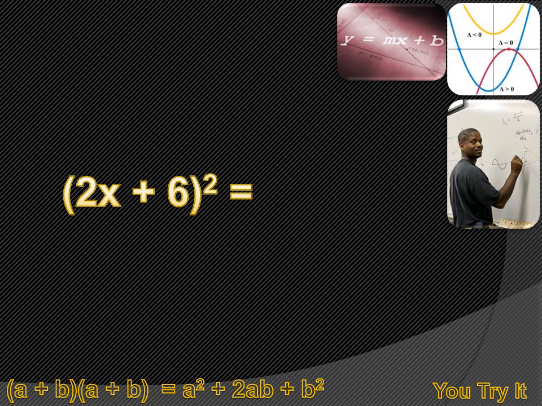You try this one. And to make life easy, I've left the pattern down at the bottom of the screen. a plus b times a plus b equals a squared plus 2ab plus b squared. And in our actual example, 2x is my a term, and 6 is my b term. Go ahead and try this. Hit your pause button, try the problem, and then move on to my solution.